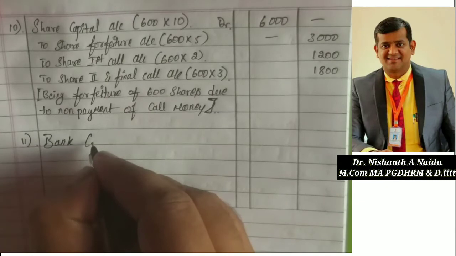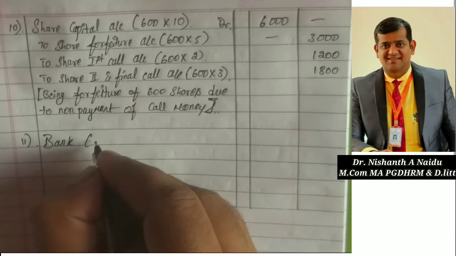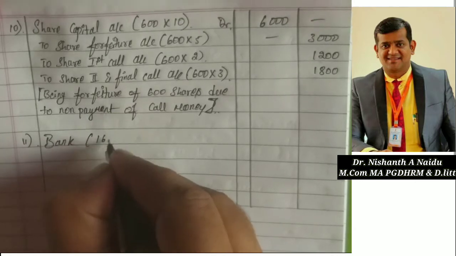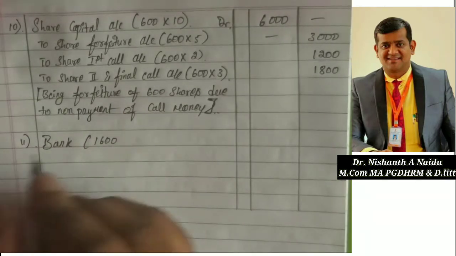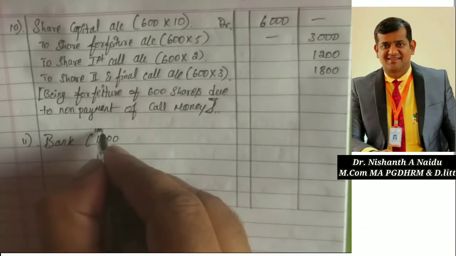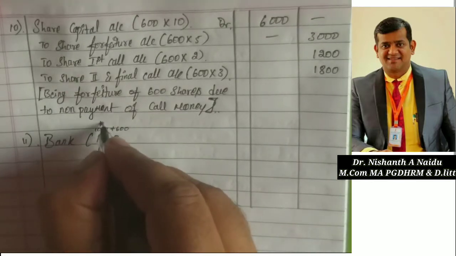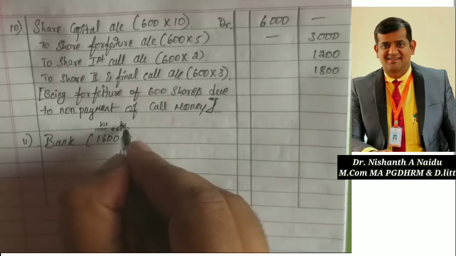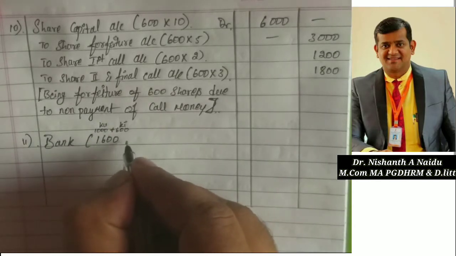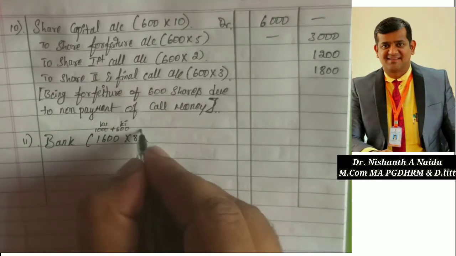So 1,000 shares of Mr. Kumar and 600 shares of Mr. Kiran. So put together 1,600 shares. Clear. So that is 1,000 held by Mr. Kumar, 600 shares held by Mr. Kiran. So if you mark this, you will have clarity. At rupees 8 each we are reissuing.